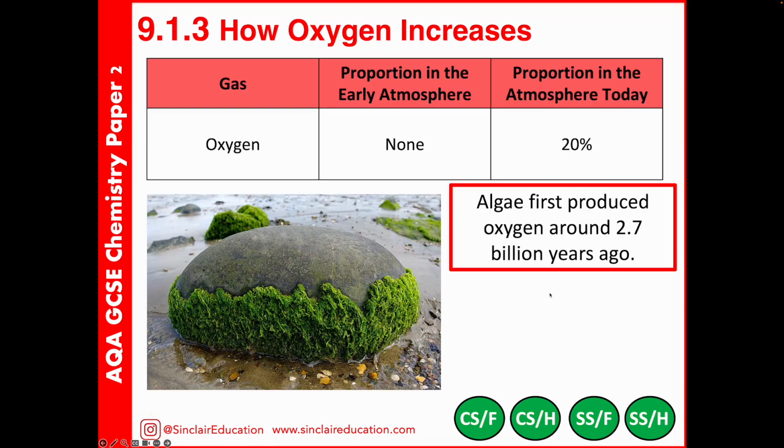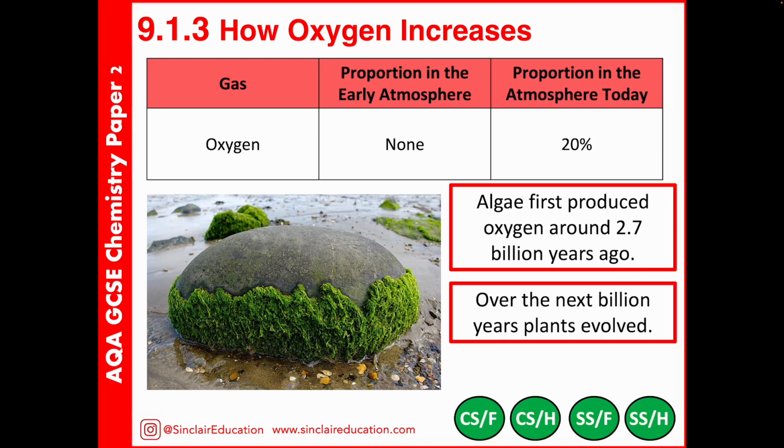So with oxygen, what we think or suspect is around 2.7 billion years ago, algae, these microscopic plant life, first arrived on Earth and they began photosynthesizing. And as soon as that happened, carbon dioxide, a reactant needed for photosynthesis, started getting removed from the Earth's atmosphere, but oxygen for the first time began to be produced.